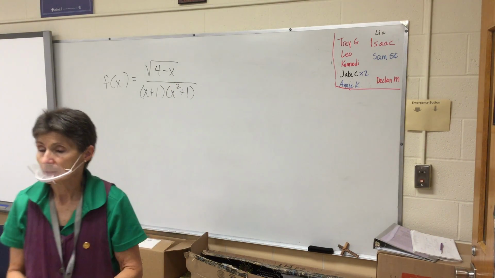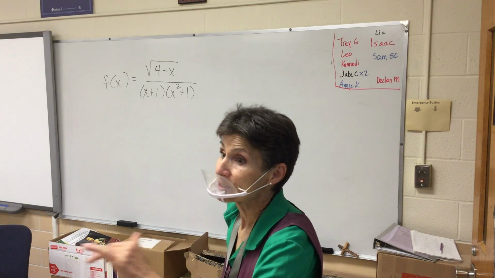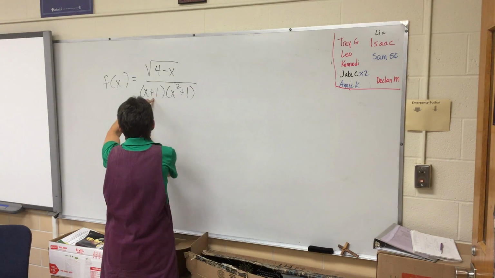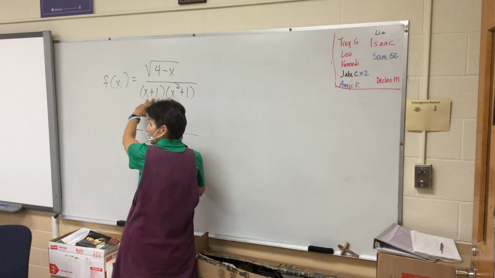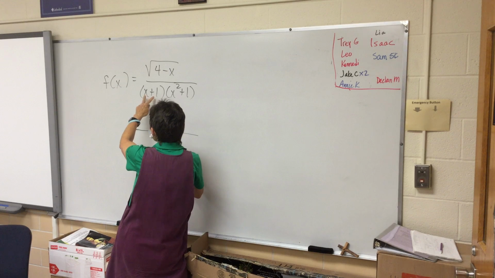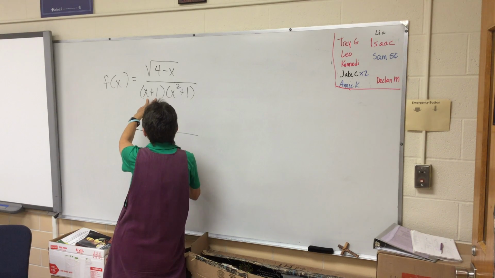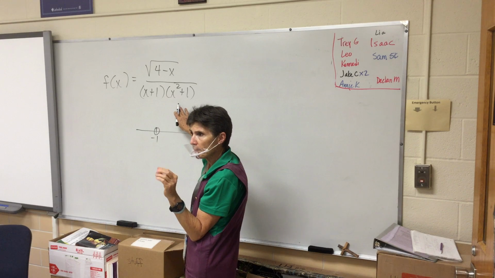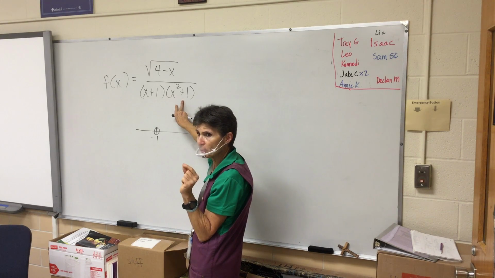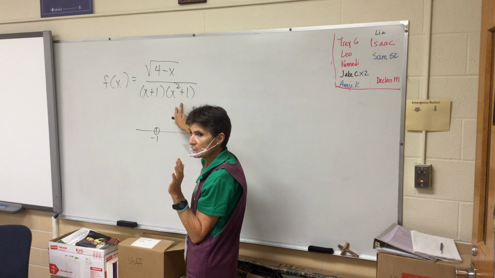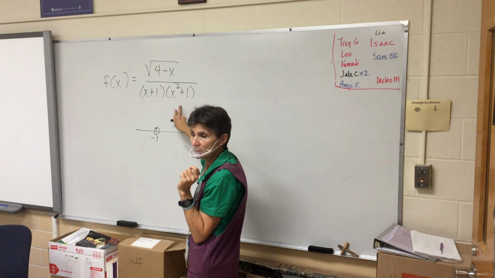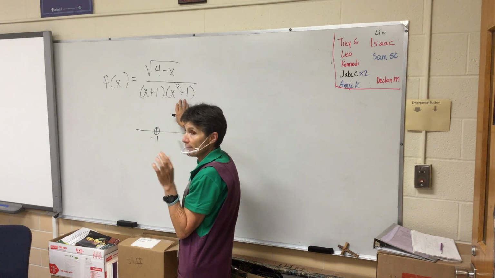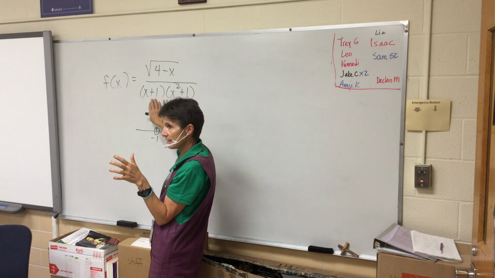The question says, what's the domain? The domain says your denominator cannot be zero, right? So clearly, x could not be what? Negative one. I'm going to do it on a number line here, because I'm going to have to write an interval later. So x can't be negative one. Now, what about this? I want you to be really careful. Can x squared plus one ever be zero? Do I have to worry about that? No. x squared plus one will never be zero, unless x is imaginary, which we're not doing. So I don't really need to worry about that piece. This one tells me x can't be negative one.